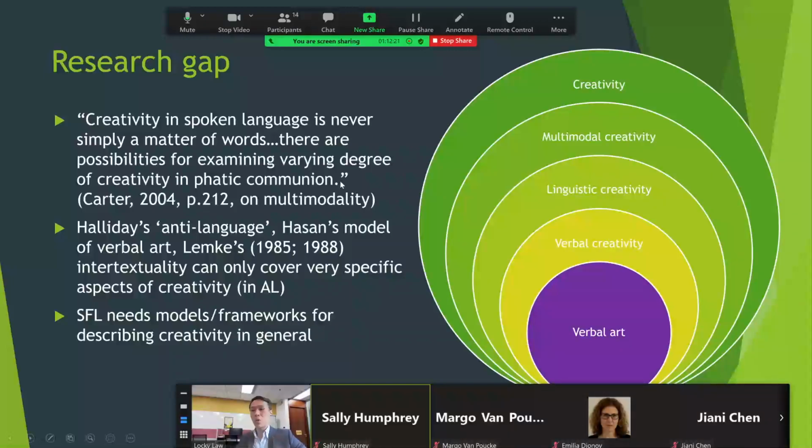So Carter notes that talk about theories and models on creativity in terms of multimodality is missing. According to Halliday and Hasan, their models are good in describing verbal speeches or verbal art, but we're still missing a very solid foundation or theory for that. So SFL really needs a model or framework for describing creativity in general. And what I mean by in general includes everything: verbal creativity, linguistic creativity, and multimodal creativity as well.